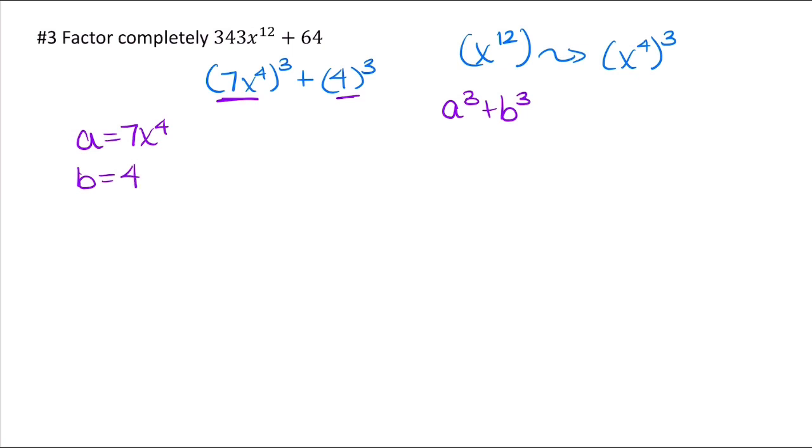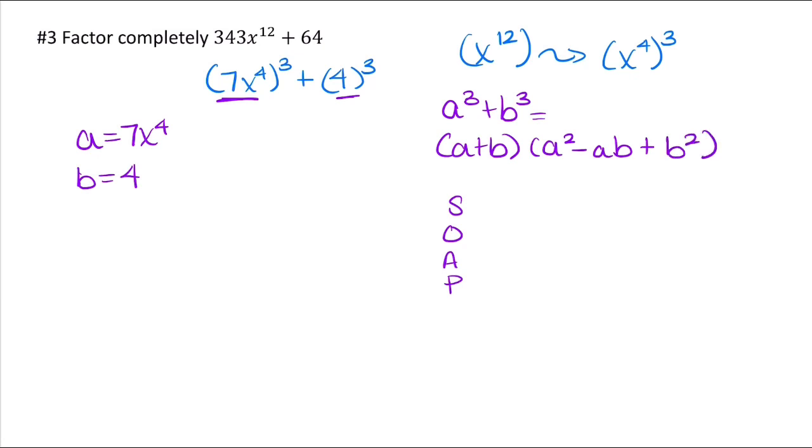So what we're going to do now is we're going to plug into that property, right? So a cubed plus b cubed. So remember, that's a plus b. And then it's times. So remember, we can use that SOAP. So the first sign stays the same, right? So that's how we have a plus b. And then we have times a squared. And then the second sign will be opposite. So minus ab and then plus b squared, right? Because the last term is always positive.